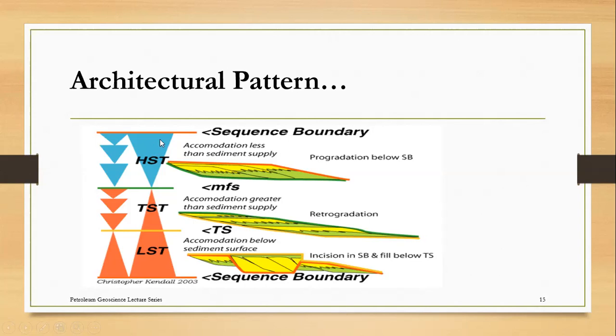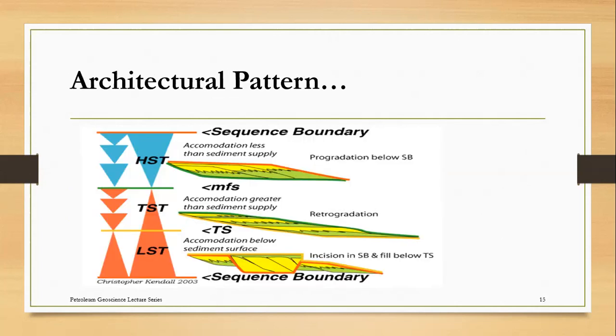So HST, we expect it to be coarsening upward, that's a progradational stacking pattern, and LST, we expect it to be a retrogradational stacking pattern. Remember, I've explained this before. LST is formed when you have some kind of back step or some kind of movement back into the basin, and then HST is formed when you have the sea level almost at the highest point, right?